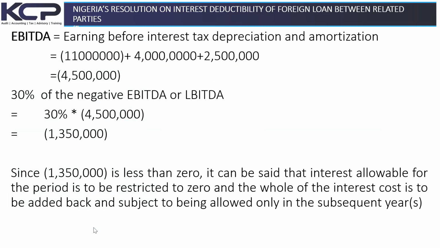30% of that 4.5 is already a negative of 1.350. So that technically means that our benchmark against which to claim that interest is already 0, because there cannot be a negative EBITDA. In that wise, for every actual interest suffered in each of the years, there will not be any claim in that first year until any other period in which you then have a positive EBITDA.